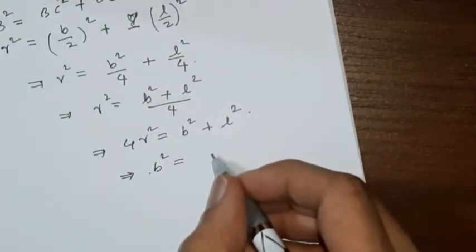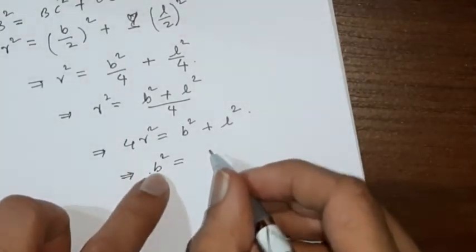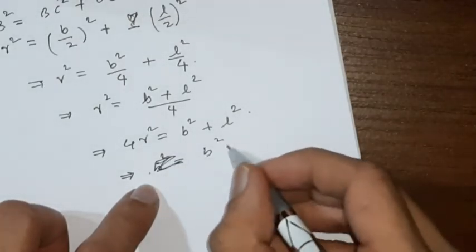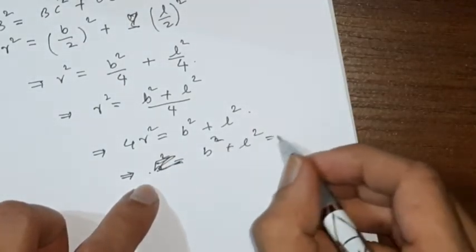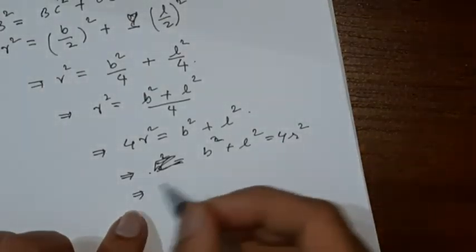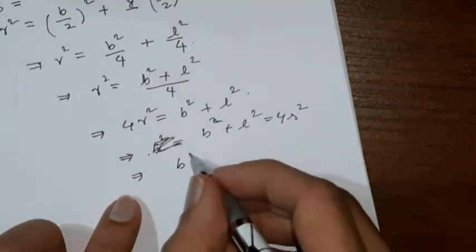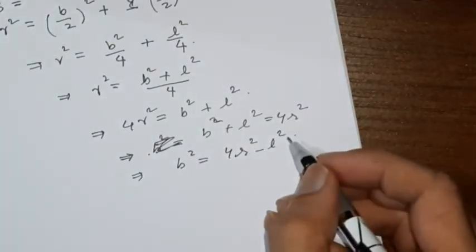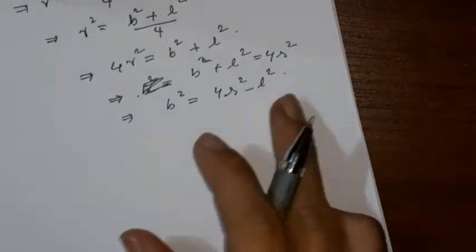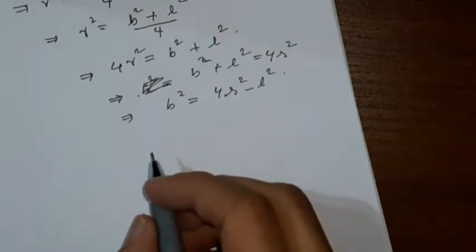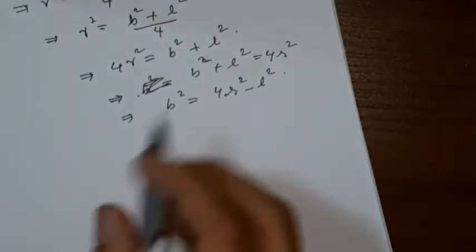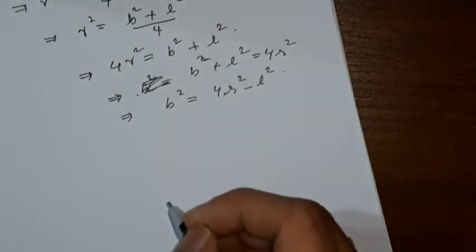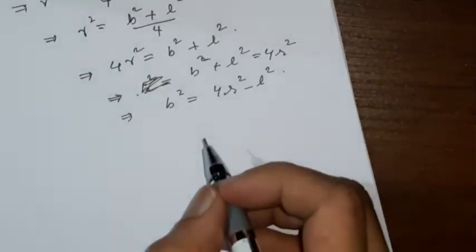So B² is equal to what? Suppose we write this as B² + L² equal to 4R², right? So B² is equal to 4R² − L², right? This is what we have. Okay, now since we have got B² is equal to 4R² − L², we can write a function.